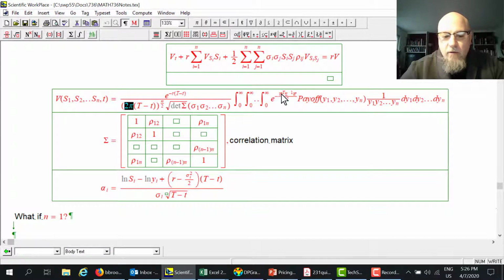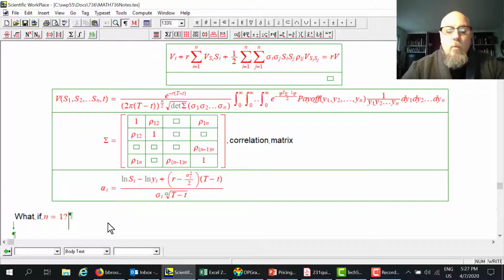We've also got this alpha vector, and the alpha vector is made up of the ith components. There's one component for every stock. This looks similar to those d formulas that we had before, but these are each one of the components. So when I integrate with the specific payoff, this is the solution to this multidimensional Black-Scholes with the specific payoff at the end. Now, my last question here: what happens if n is equal to 1?